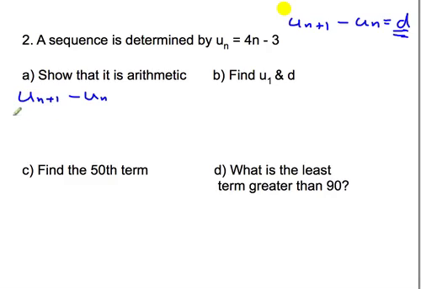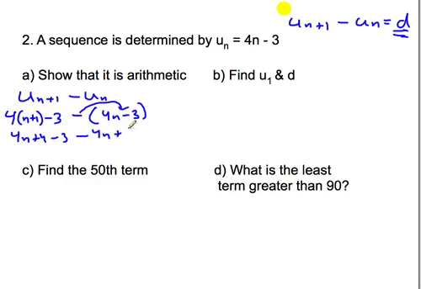So u sub n is 4n minus 3, and u sub n plus 1 is going to be, instead of n, we're going to have n plus 1, because this is n plus 1. So 4 times n plus 1 minus 3. Let's work that out. If you multiply in the brackets here, you get 4n plus 4 minus 3. Over here, you get minus 4n. And don't forget this is minus 3, so that's like a plus 3.